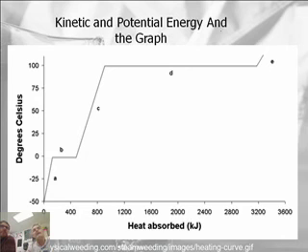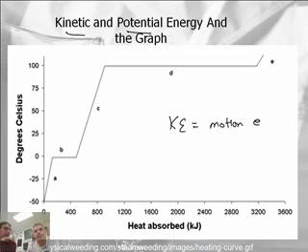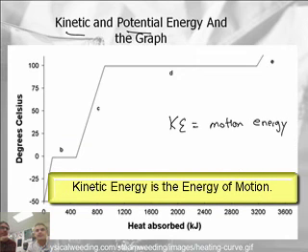Now let's talk lastly about how that relates to kinetic energy. How could we label this graph for kinetic energy? When we talk about kinetic and potential energy, let's start with kinetic. Kinetic energy is energy of motion, and when molecules are moving around, that's how we get temperature. Temperature is based on the average kinetic energy.